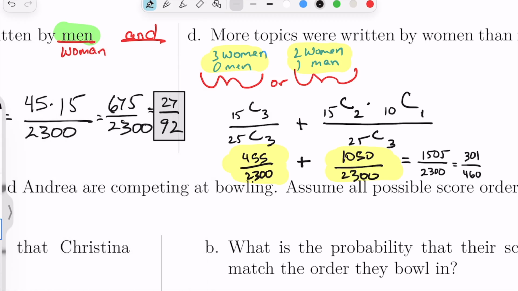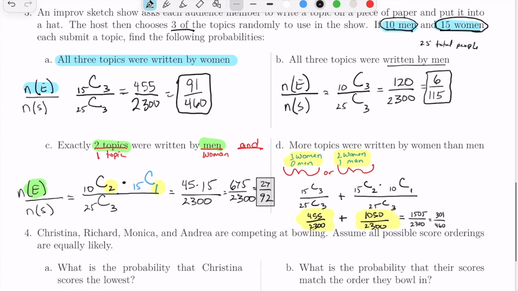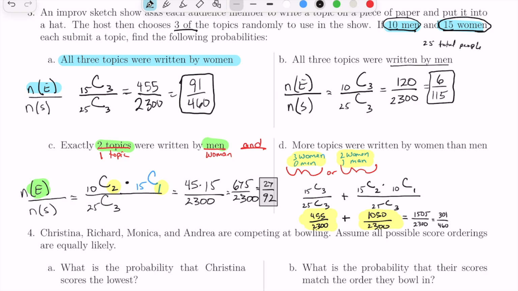Notice that it is a significantly higher chance for that to happen than all 3 topics written by women. That's because all 3 topics written by women, like in part A, is actually just part of this answer, right? That's just this. And then we're going to add to it the likelihood of 2 women and 1 man. So we get a pretty high chance of this being the case.